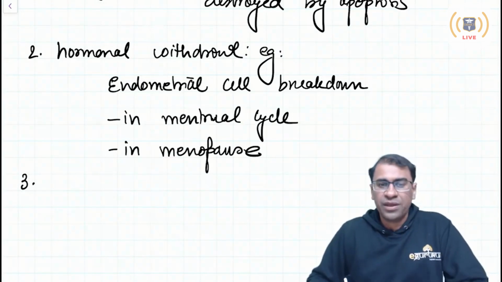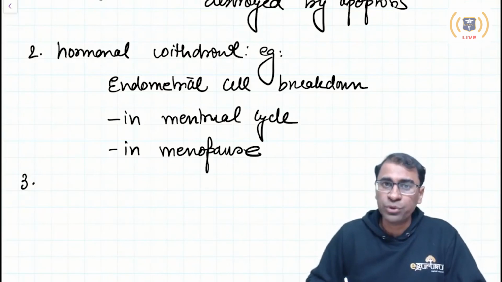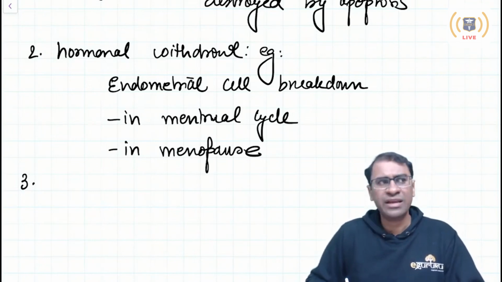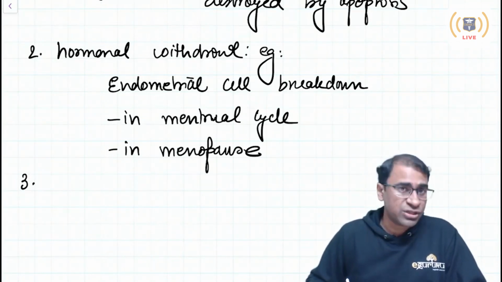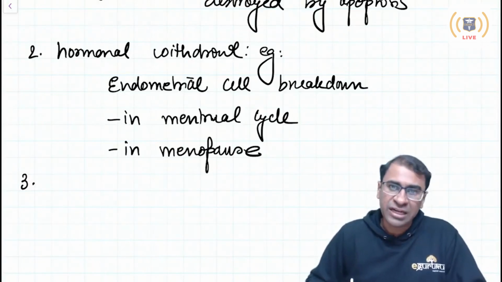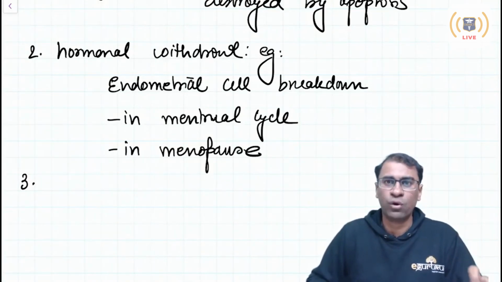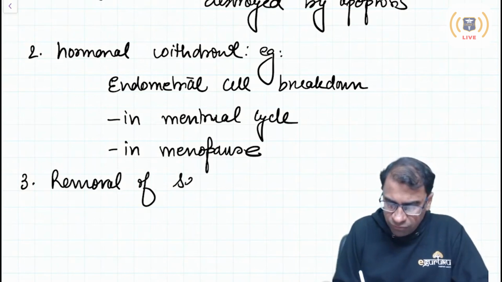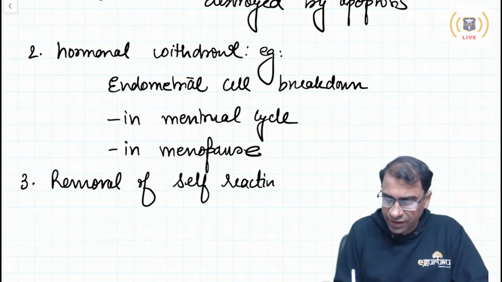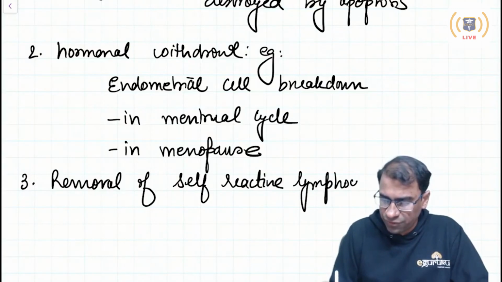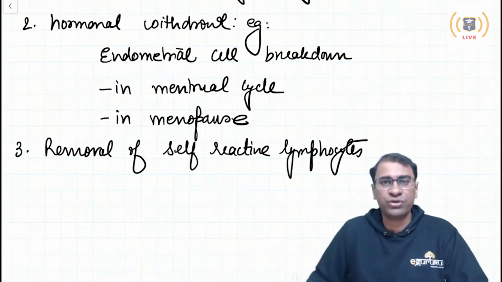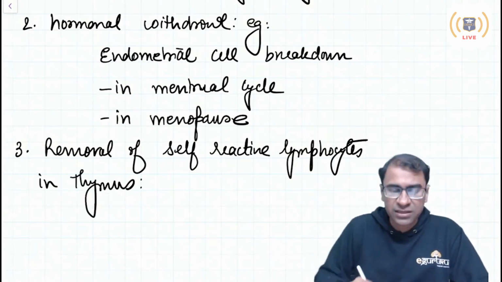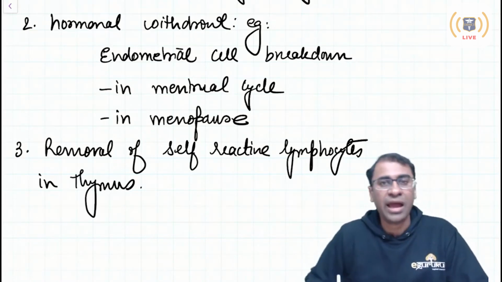Next, there is a requirement to remove the self-reactive lymphocytes. You might have read in physiology or immunology that there's a need to remove self-reactive lymphocytes in the thymus. This is called central tolerance and is also done by apoptosis.